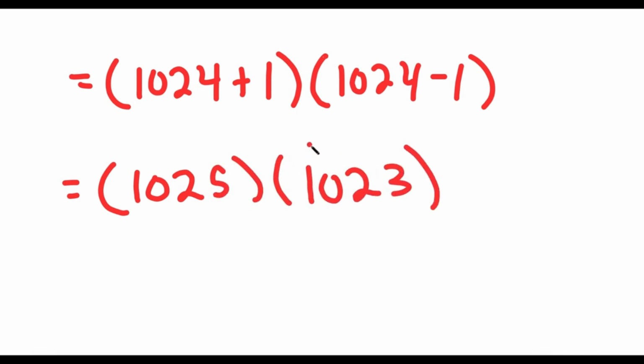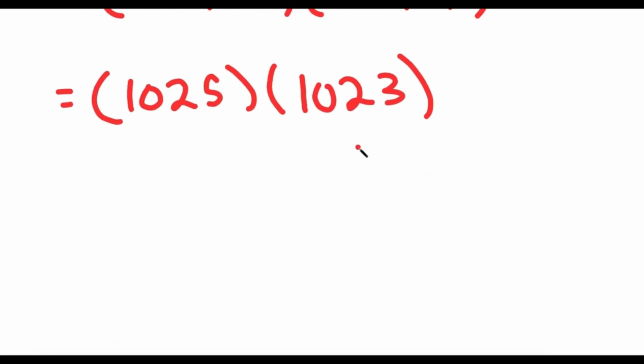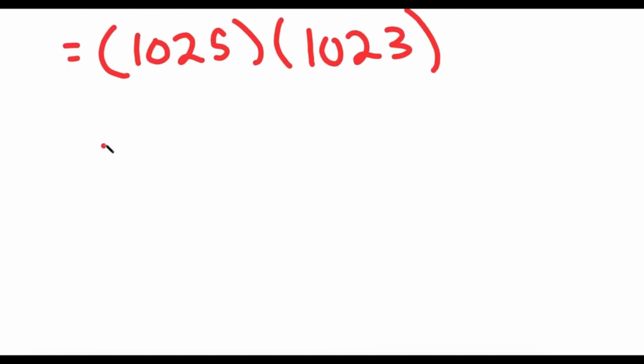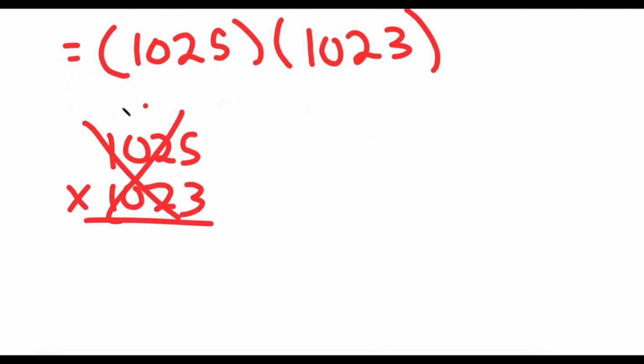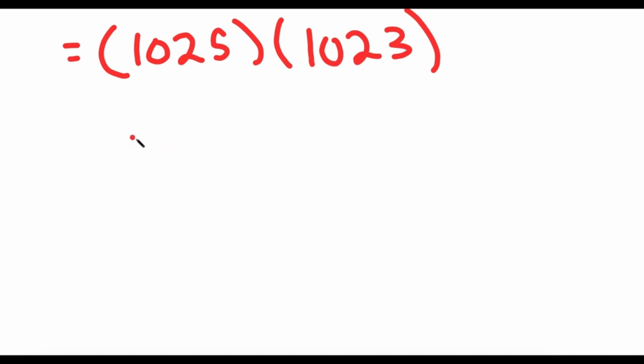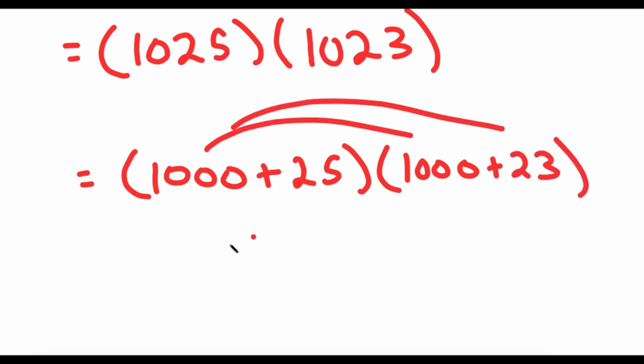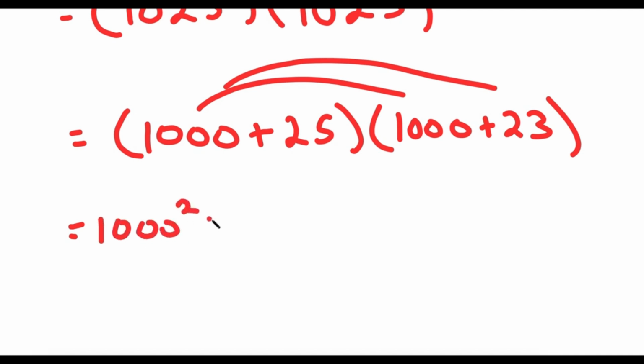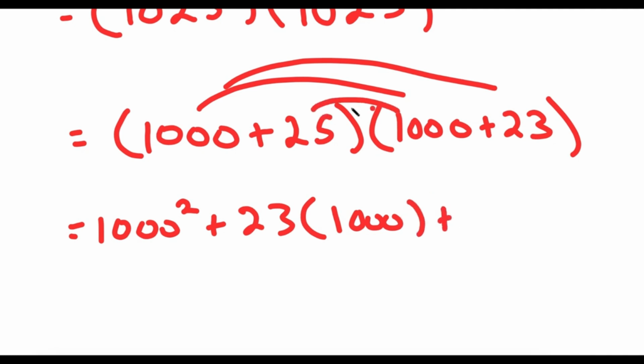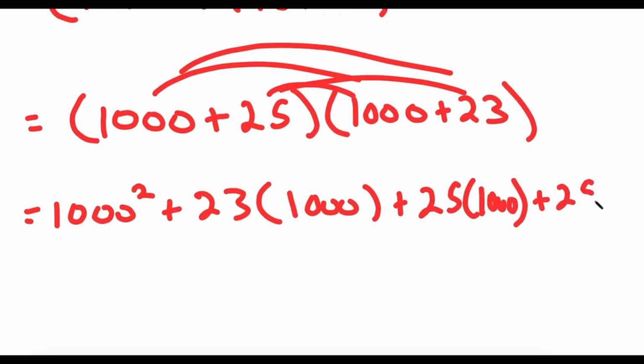So now I have 1025 times 1023, and to multiply these two, I'm not just going to do it using the basic multiplication method because this takes way too long. Instead, what I'm going to do is rewrite this as 1000 plus 25 times 1000 plus 23, and now I can distribute my 1000. So I get 1000 squared plus 23 times 1,000. And now I can distribute 25, so I get 25 times 1,000 plus 25 times 23.